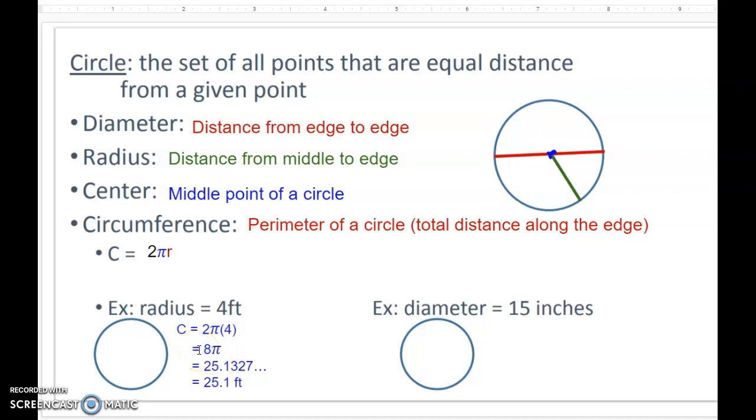If they say to round it, then you can go ahead, plug it into your calculator, and then you can round to whatever place value they want. Let's say they said the 10th place, then you would round it there.